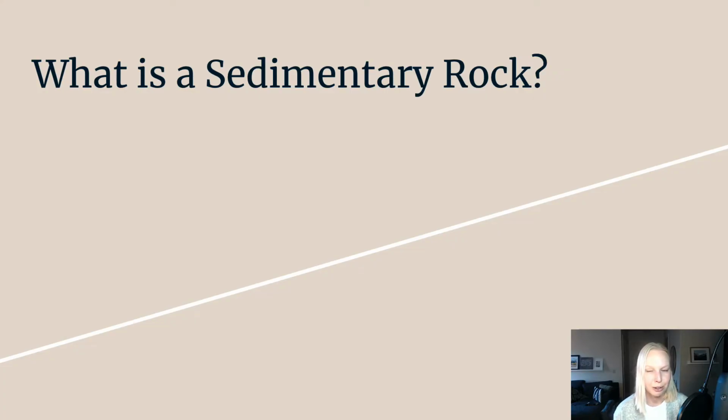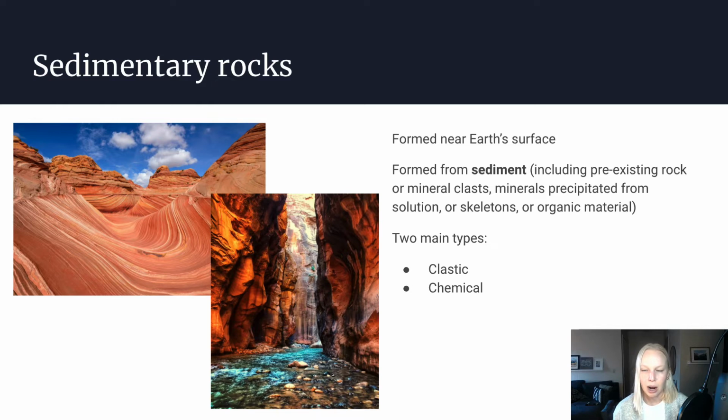So what is a sedimentary rock exactly? Sedimentary rocks typically form near Earth's surface. They are formed from sediment, including any pre-existing rock or mineral clasts, or minerals precipitated from solution, as well as skeletons or organic material. So we talked about this in the video where we covered weathering and erosion. And there are two main types of sedimentary rocks. There are clastic sedimentary rocks, which you can imagine are made up of clasts of rock or mineral. And then there are chemical sedimentary rocks, which are a little bit more complicated and are a lot more variable.